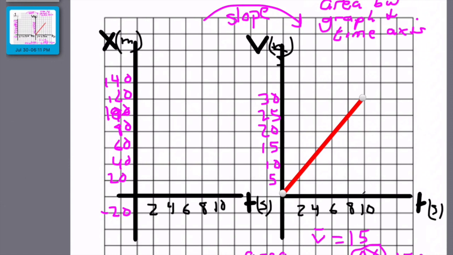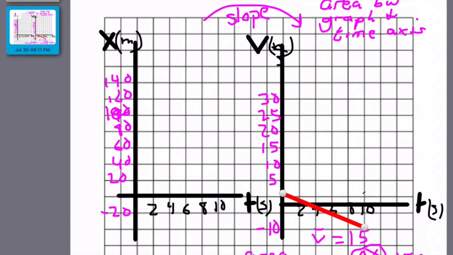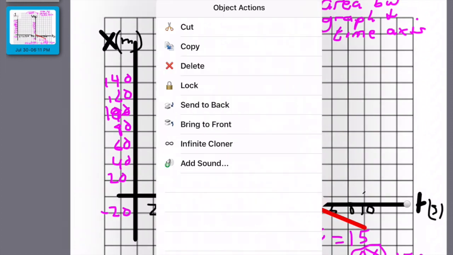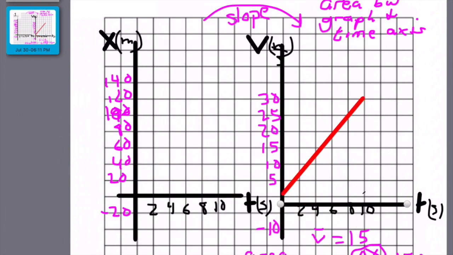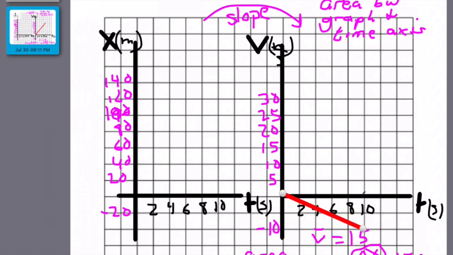Here's negative 10. Whoops. Apparently I'm not going to do that. I'm going to select that again. There we go. Area between graph and time axis. Well, that's a little weird. Here it's below the time axis, so I would have to fill in, whoops, undo. I would have to fill in, oh, look what I've over undone. Let me drag this down again.